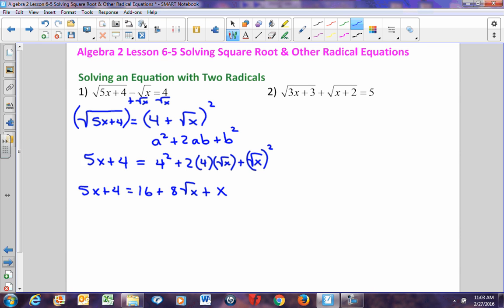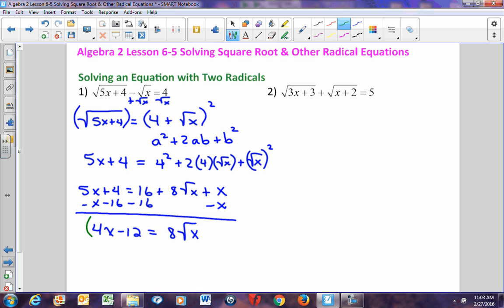Okay. So now I need to simplify this because I still have a radical in my equation. So I need to get everything that does not have a radical to the other side. So I'm going to subtract my x and subtract my 16. So now I have 4x minus 12 equals 8 square roots of x. Now I have to square the equation again, because I still have to get rid of that radical. So I'm going to square both sides of my equation yet again.